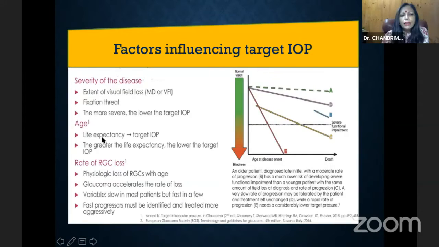You have to consider the life expectancy of the patient, and the rate of retinal ganglion cell loss, the physiological loss of retinal ganglion cells with age. Glaucoma accelerates the loss. It is variable, slow in most patients but fast in a few, and fast progressors must be identified and treated aggressively. As you see in that graph, somebody whose progression is like this needs to have a lower target pressure than somebody whose progression is on this line.